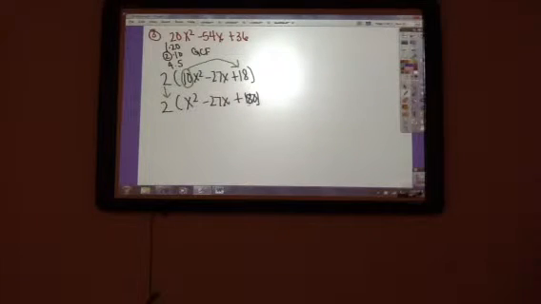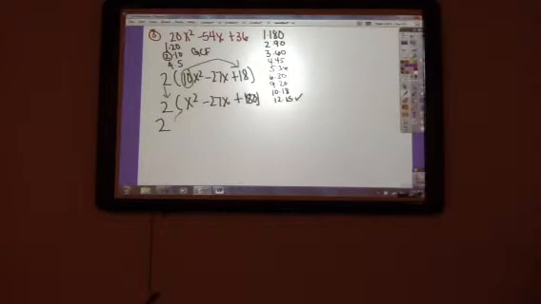Alright. The factors of 180 are many. We have several numbers that will multiply together to get 180. 1 times 180, 2 times 90, 3 times 60, 4 times 45, 5 times 36, 6 times 30, 9 times 20, 10 times 18, and the very last one, 12 times 15, is the one that we need. We need two numbers to add to get 27, which are 12 and 15.